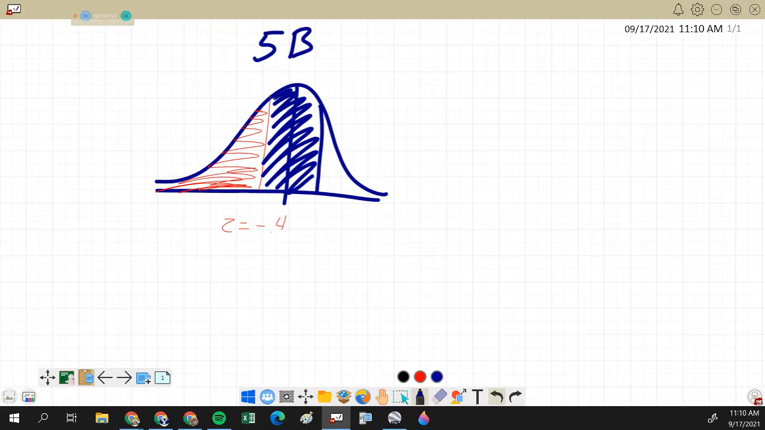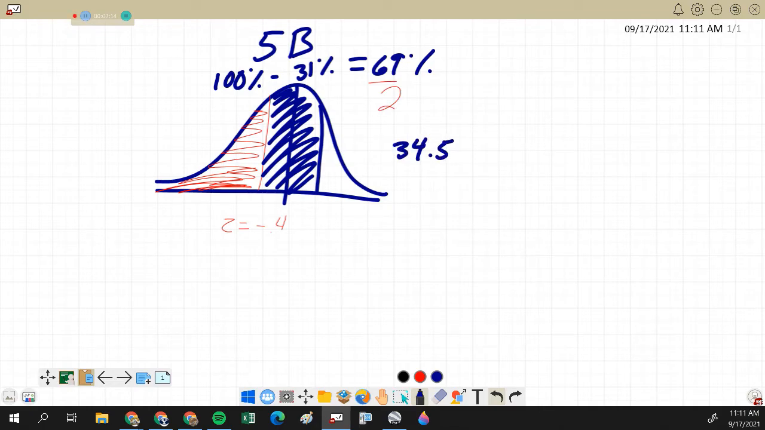So the center is 31%, which means that the edges are 100% minus 31%, which is going to be 69%. And half of that area resides in each tail, so we cut that in half, and we get 34.5%. So this area here is 34.5%. And if you're off by a little bit, that's fine. No big deal.